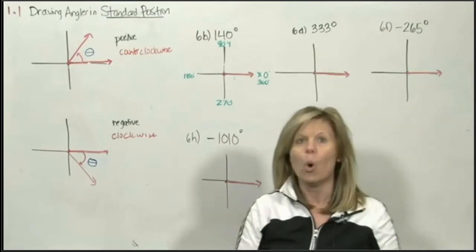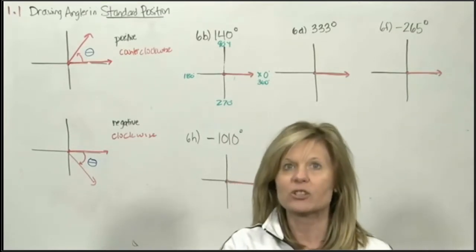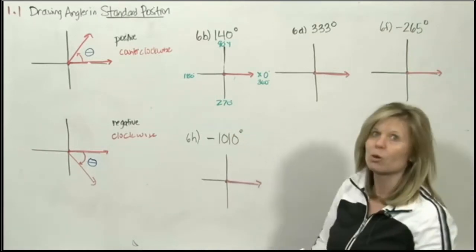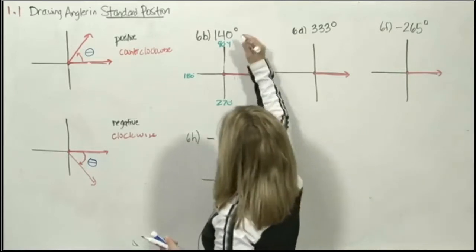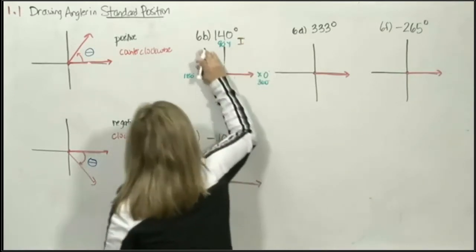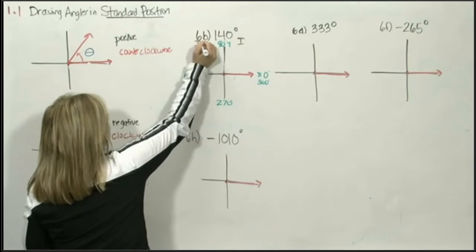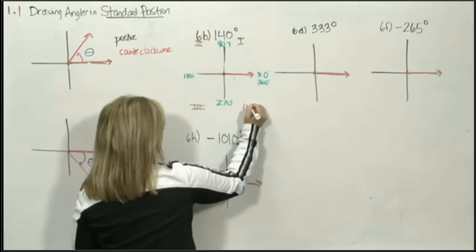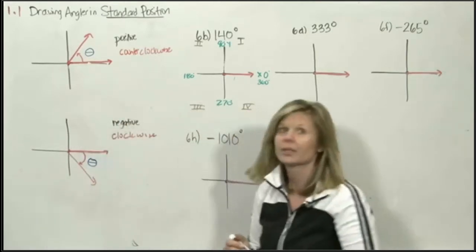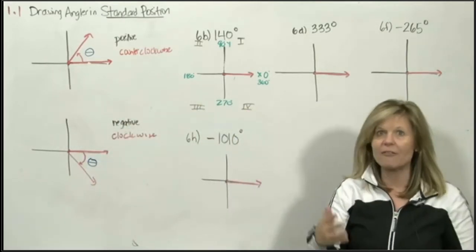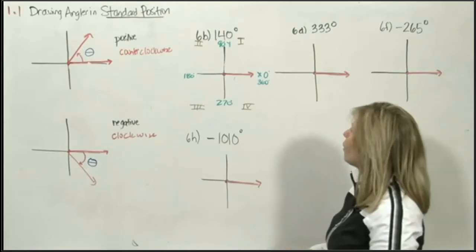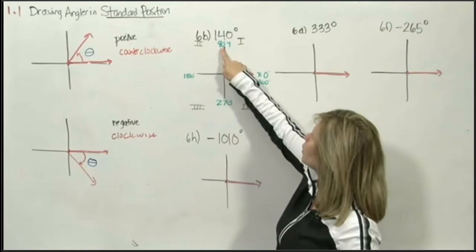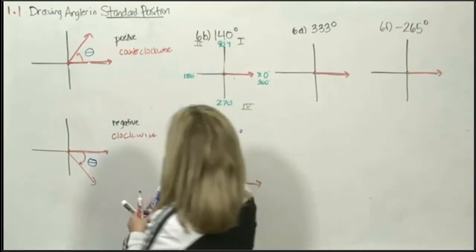So to draw a 140-degree angle, we don't need a protractor. We just need to know what quadrant that terminal ray lands in. If you remember, we label the quadrants with Roman numerals. This is the first quadrant, 1. This is the second quadrant, 2. This is the third quadrant, 3. And the fourth quadrant, 4. Okay? Remember all these skills from graphing? Good. So when I want to draw a 140-degree angle, I know my terminal ray is going to land between 90 and 180. It's somewhere in quadrant 2.